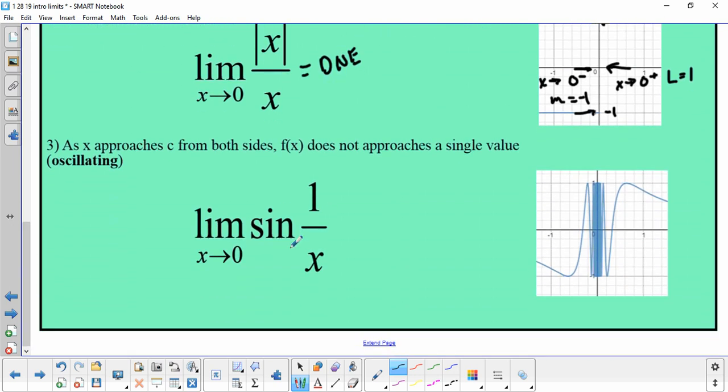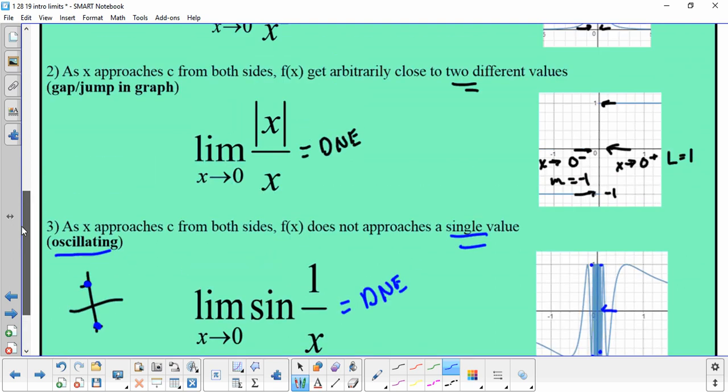The final instance is good old trig. If you draw a sine graph, sine oscillates between 1 and -1. As you plug in values, 1 over 0 is undefined, like infinity. And as you get closer and closer to 0 in this case, you notice these values are oscillating between 1 and -1 from both sides. They do not approach a single value. This is what's called oscillating. This happens a lot with sine and cosine functions when you put infinity inside of them, or 1 over x, a boundless value. So this one does not exist because it does not approach a single value.